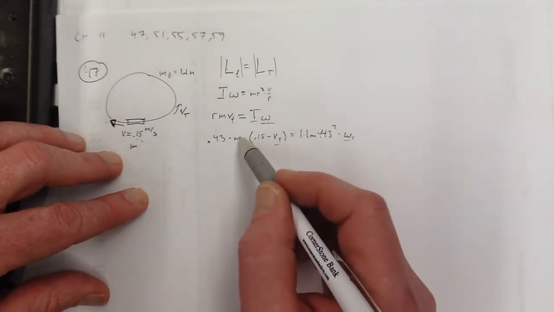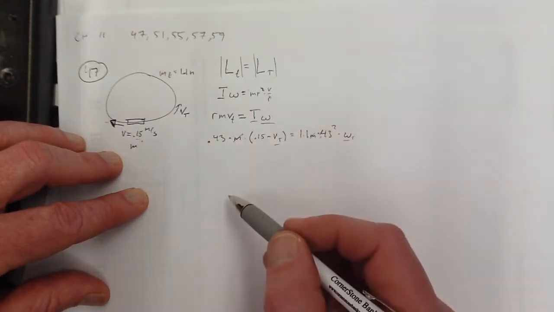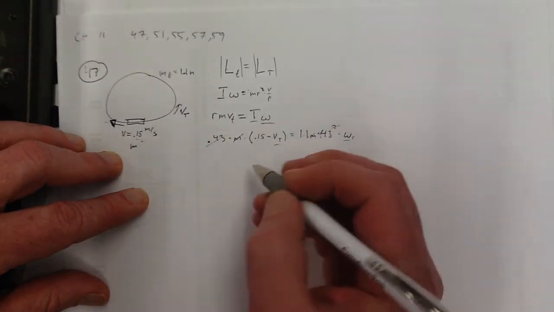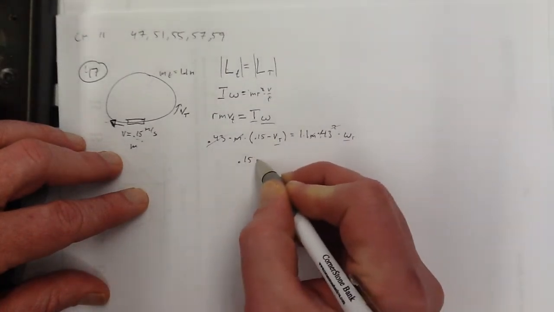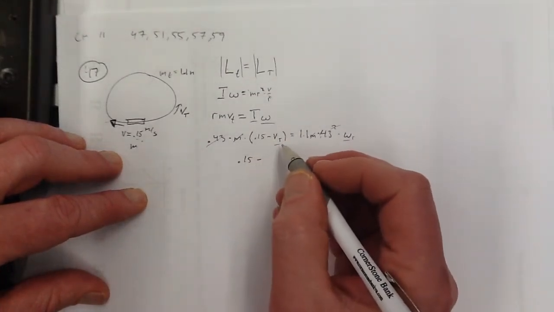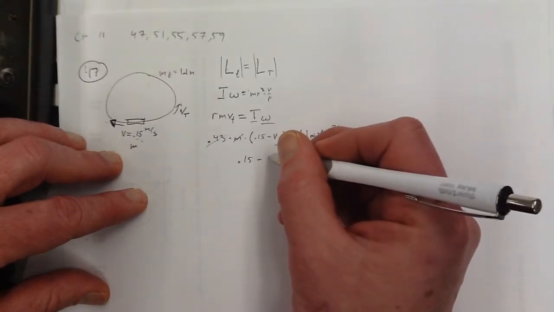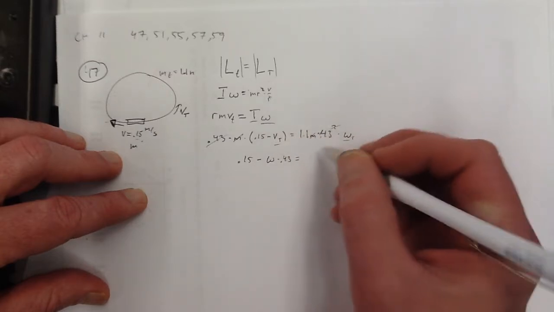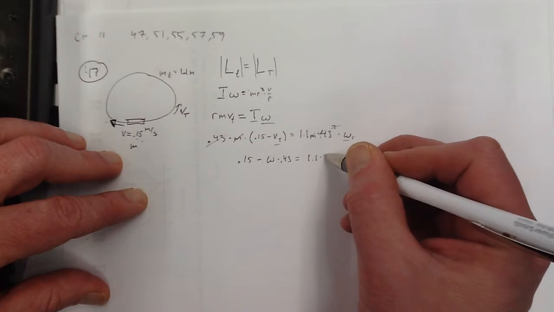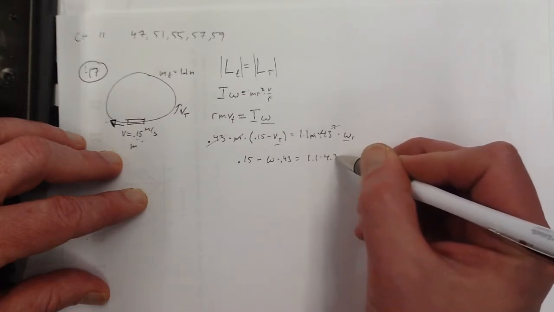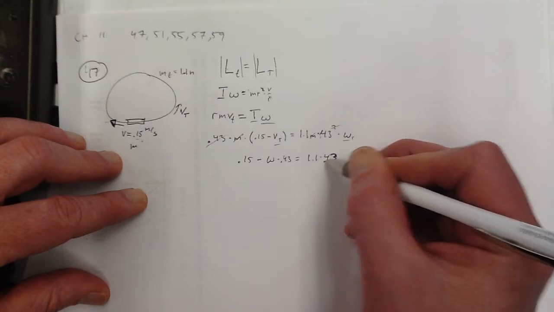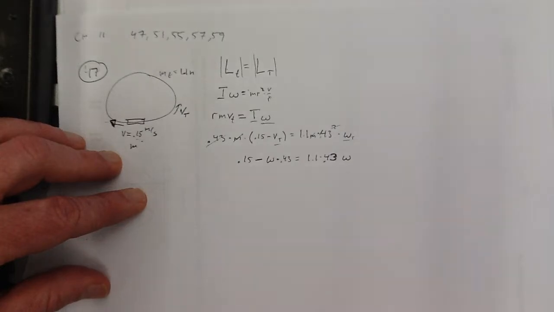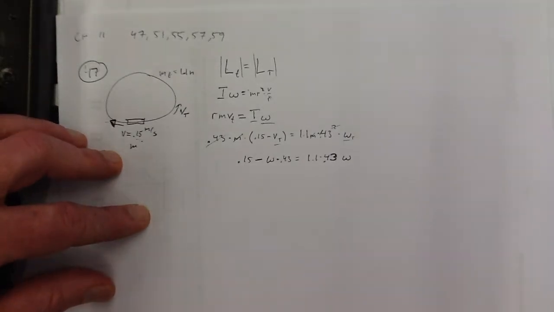And while I'm at it, all of those m's cancel out, and one of these 0.43s can cancel out. So here I have 0.15 minus velocity is the same as omega times r. And so over here I have 1.1 times 0.43 times omega. Geez, it's a little messy. Hope that's legible enough for you.